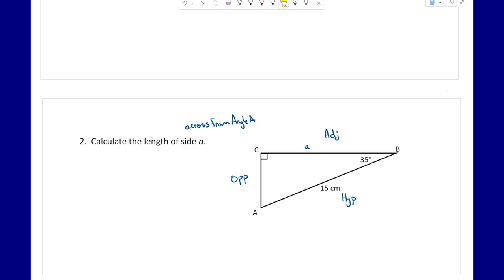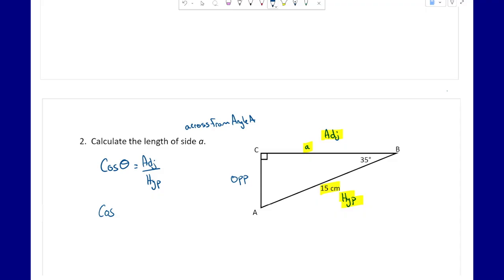So because we are looking for A, we are using the adjacent. We are also given the hypotenuse. So A and H is cosine. So I'm going to write out my formula. Cosine of an angle, or cosine theta, is equal to adjacent over hypotenuse.